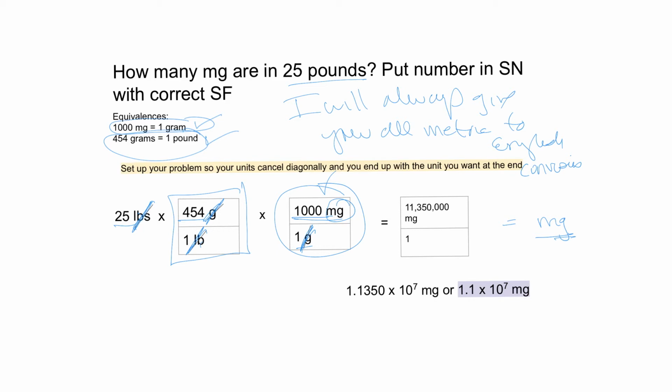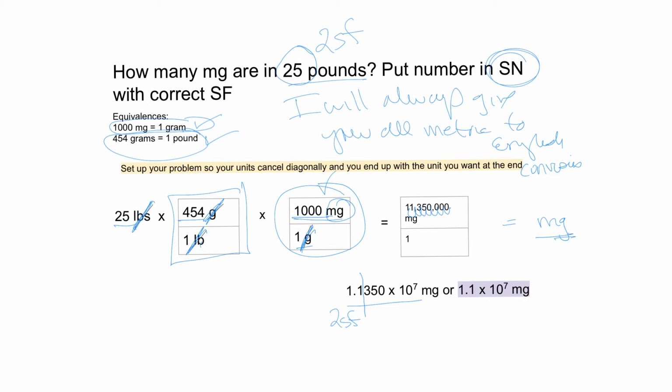And because it says I have to put it in scientific notation with correct sig figs, I have to use those skills. All right, how many sig figs are in 25? Well, it's 2 sig figs, right? And so I'm going to put this number in scientific notation. So I'm going to go 1, 2, 3, 4, 5, 6, 7. So that's 1.135 times 10 to the 7. And then I'm going to round it right here because I'm only allowed to have 2 sig figs, and that ends up being 1.1 times 10 to the 7th milligrams.